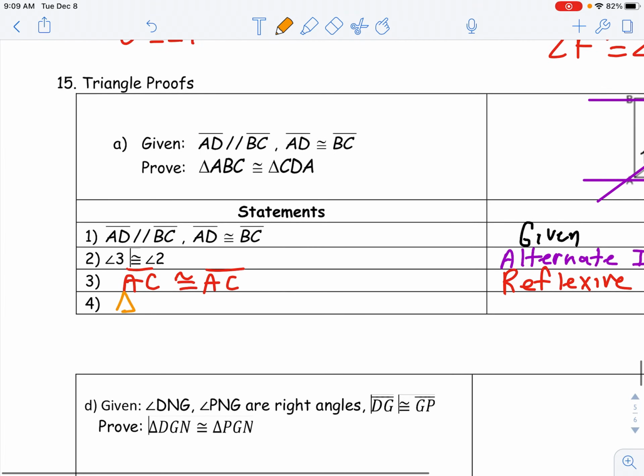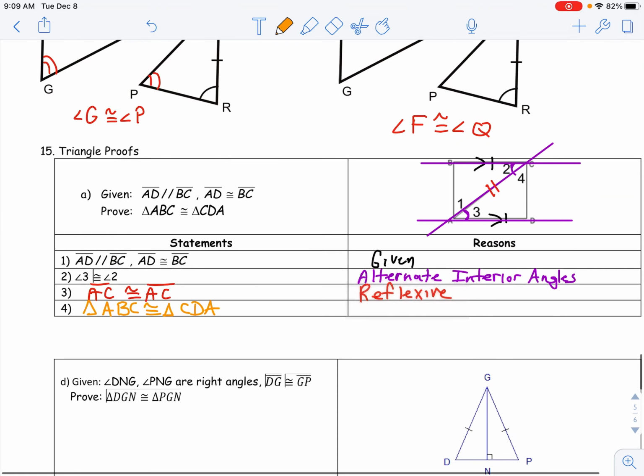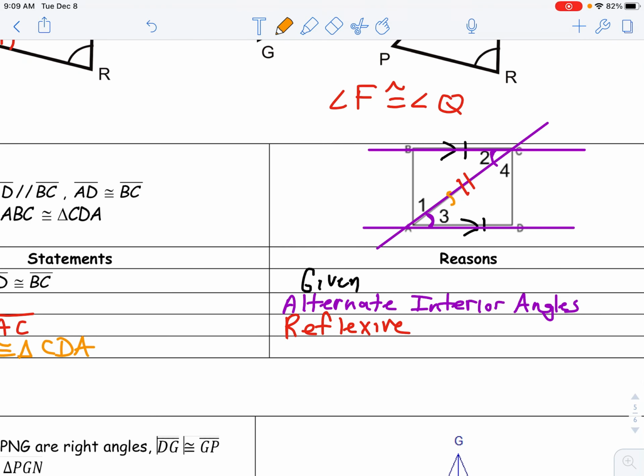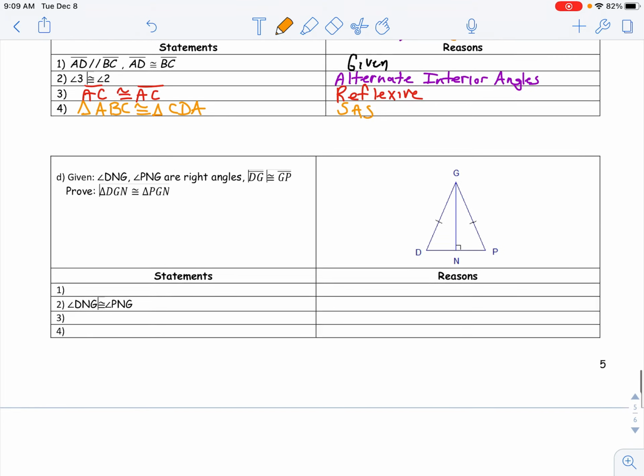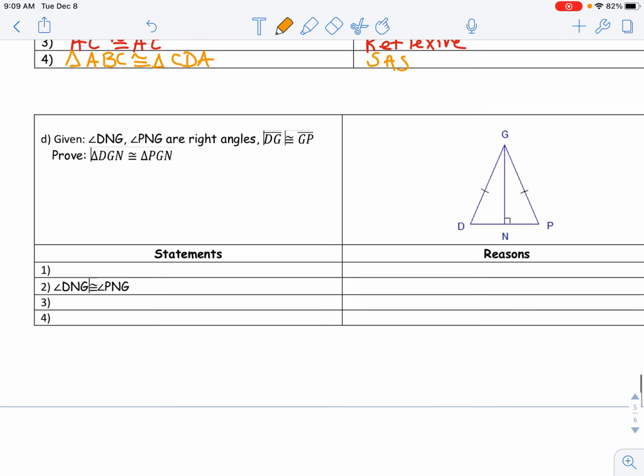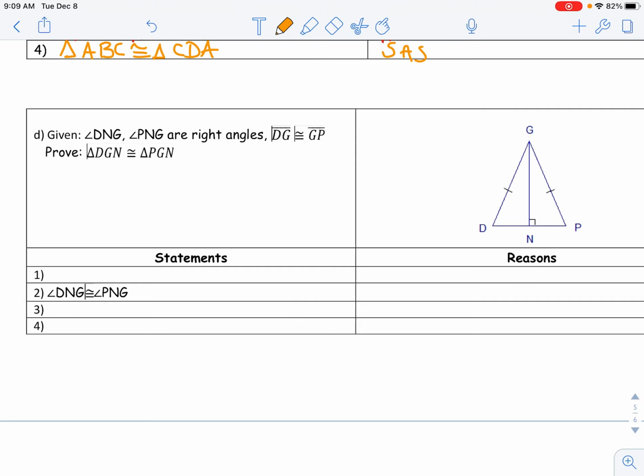So remember, what I want to prove is always my last statement. Now, what information do I have? I have a side, an angle, and a side. So it's going to be SAS, side, angle, side. Whew, nice. All right, and then the last proof of Unit 4. And once we're done with Unit 4, we are 99% done with proofs.